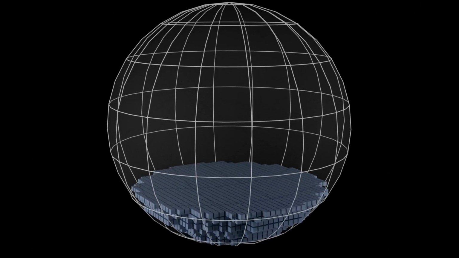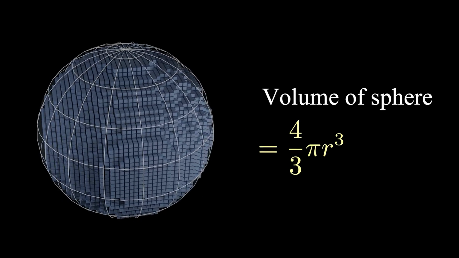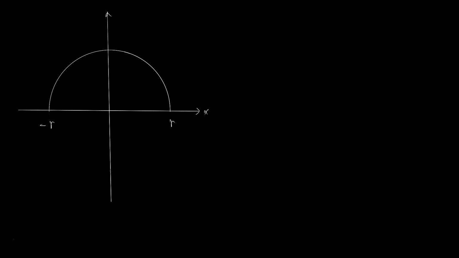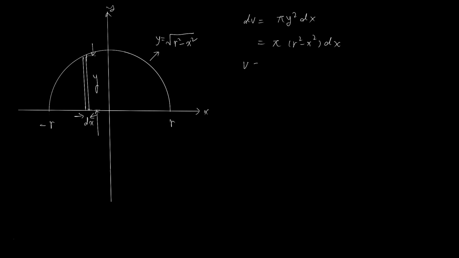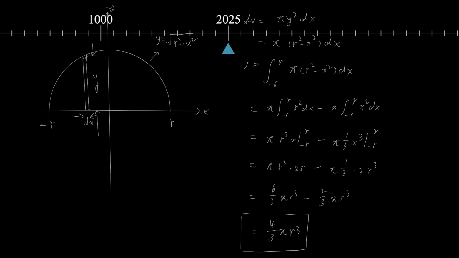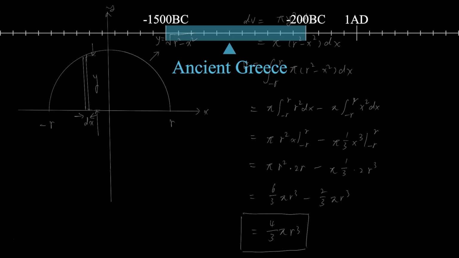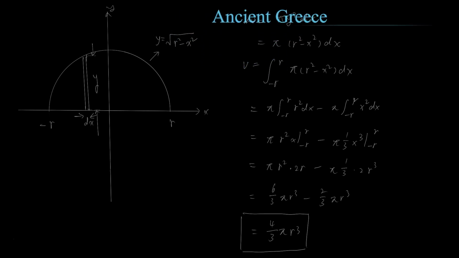You probably know the formula for the volume of a sphere, 4/3 times pi times r cubed. In school, we're often just told to memorize this formula because its derivation isn't exactly straightforward. But this formula was already discovered in ancient Greece, long before the invention of calculus. So how did people back then figure it out?